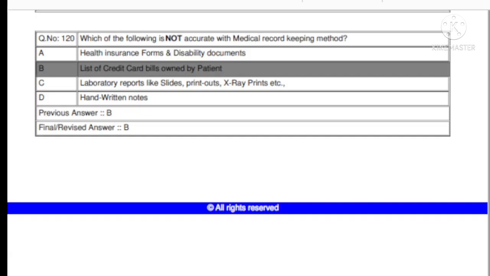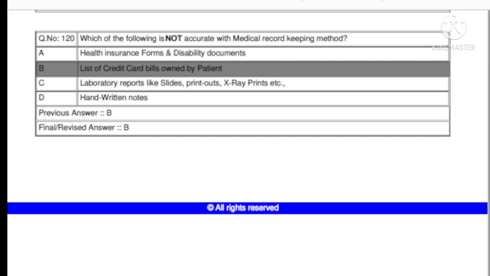Next question, question number 120. Which of the following is not accurate with medical record keeping methods? A. Health insurance forms and disability documents. B. List of credit card bills owned by patient. C. Laboratory reports like slides, printouts, x-ray prints, etc. D. Handwritten notes. So its answer is B.